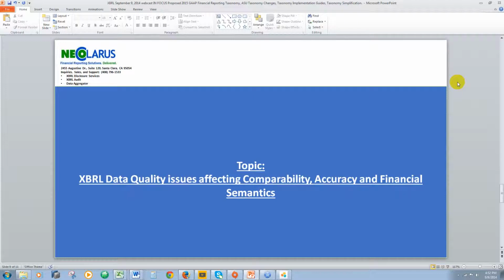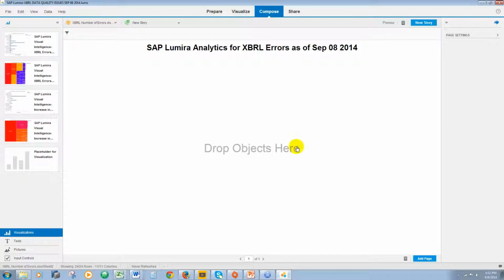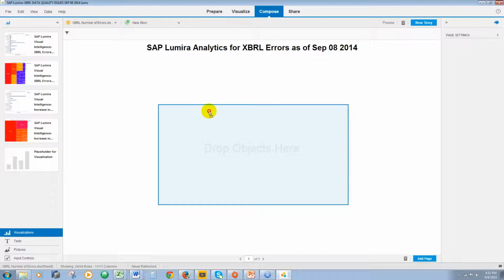So the next topic is with regard to XBRL data quality issues affecting comparability, accuracy, and financial semantics. We will see some charts and graphs. We are looking at the SAP Lumira Visual Intelligence tool, and we have data as of today, September 8, 2014, collected from the XBRL US website as detected by the XBRL US consistency suite. So let's drag and drop one of these charts.